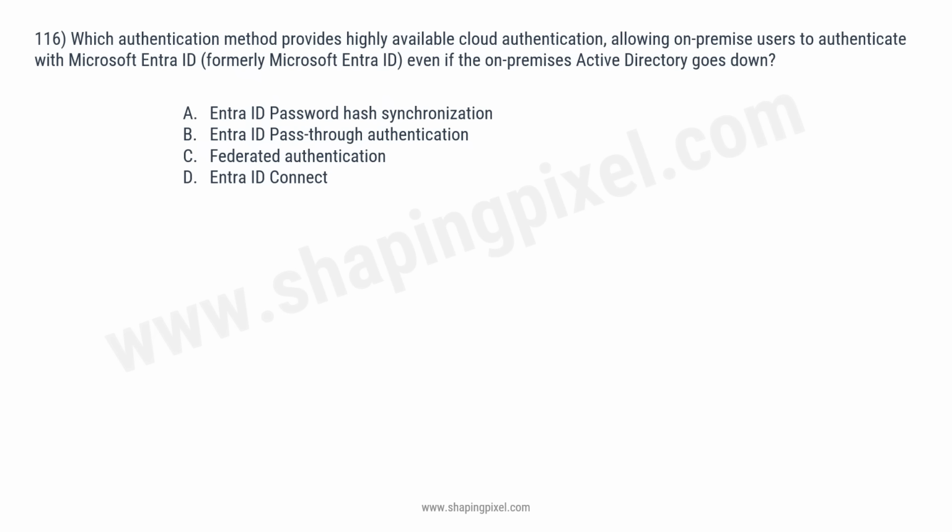Question number 116. Which authentication method provides highly available cloud authentication, allowing on-premises users to authenticate with Microsoft Entra ID even if the on-premises Active Directory goes down? Option A, Entra ID password hash synchronization. Option B, Entra ID pass-through authentication. Option C, federated authentication. And option D, Entra ID Connect. So the right answer here is option A, Entra ID password hash synchronization.